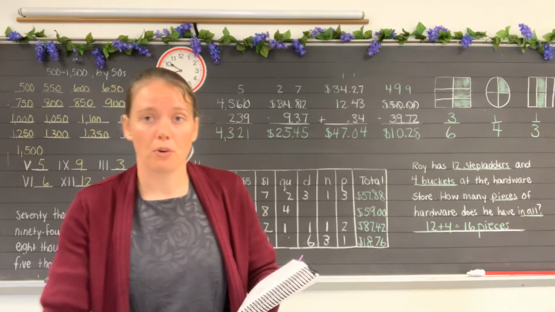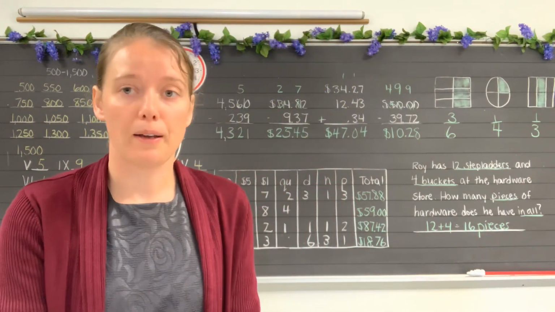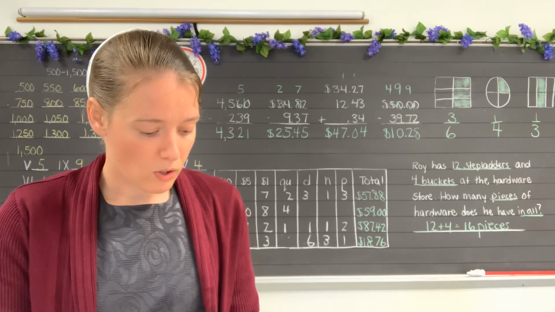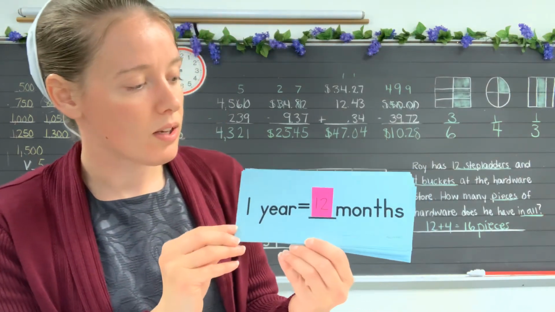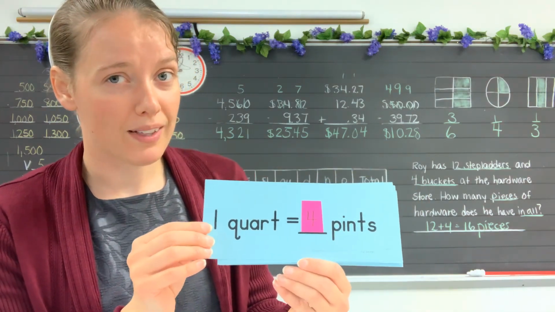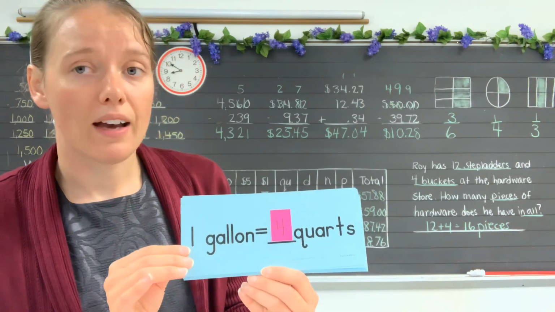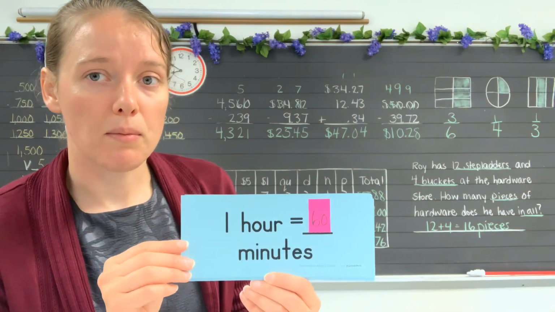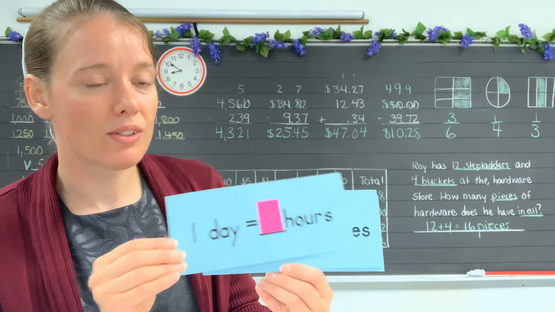Okay, let's go over your equivalents yet. Like how many feet are in a yard and those kind of things. So we have here 1 year equals 12 months. 1 quart equals 4 pints. 1 pint equals 2 cups. 1 gallon equals 4 quarts. 1 hour equals 60 minutes. 1 day equals 24 hours.